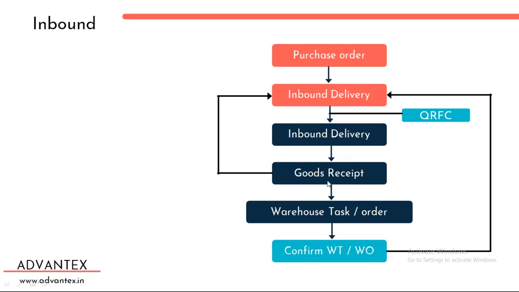And if I have multiple materials, multiple tasks will be created. All these tasks, the system will club into something called an order, a warehouse order. That warehouse order, we can print and hand over to an operator for completing their activities, saying that you move the stock from this location to this location. So that information will be available in the warehouse task and warehouse order.